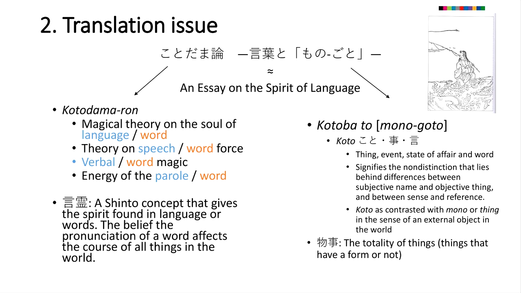And it comes, of course, from a much older concept in Japan, which is Kotodama, written in Chinese characters, which is actually a Shinto concept that gives the spirits found in language or words. The belief that the pronunciation of a word affects the course of all things in the world. And here we have a picture. This is a girl who's just saying things, and she believes that when she's saying things, for example, the grass is going to grow very quickly, just because she pronounced a sentence in the right way. Okay, this is an old belief in the Shinto way of seeing things.